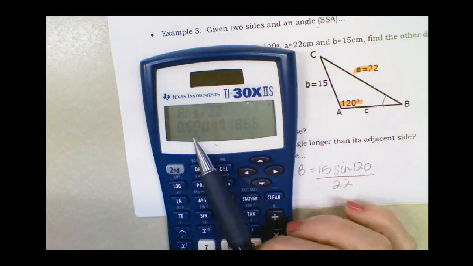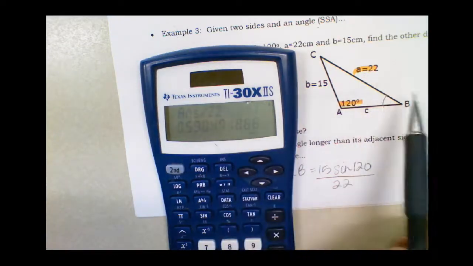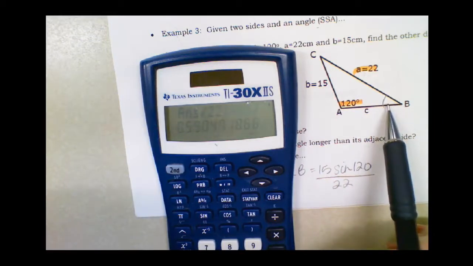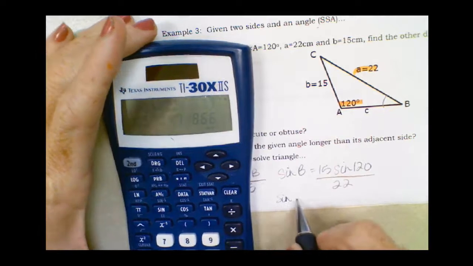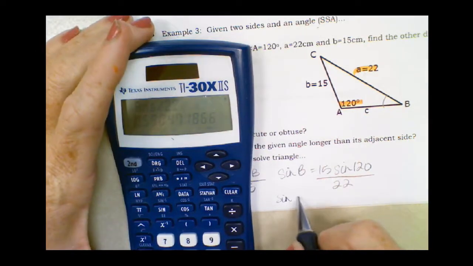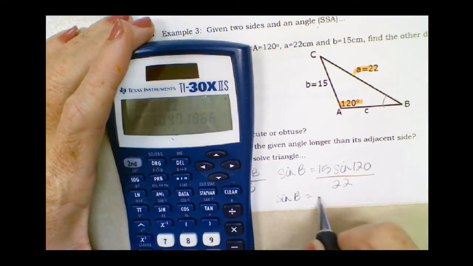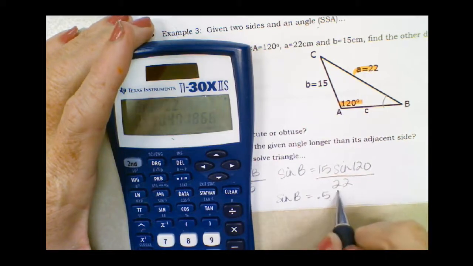Now, here's the interesting thing. This is giving me the ratio. It's not giving me my angle measure. That's definitely not a 0.59 degree angle. That would nearly be a flat line. So it's saying whatever angle B turns out to be, it has a ratio of about 0.59.